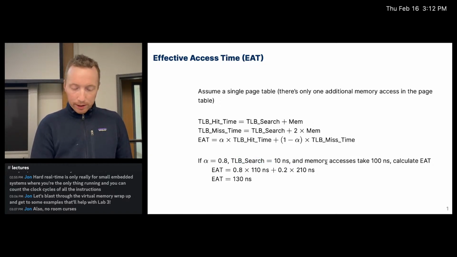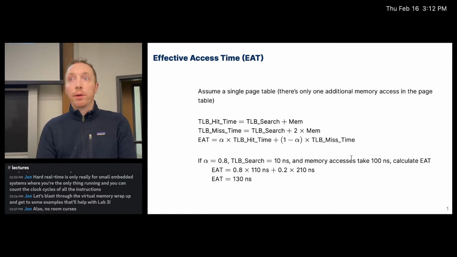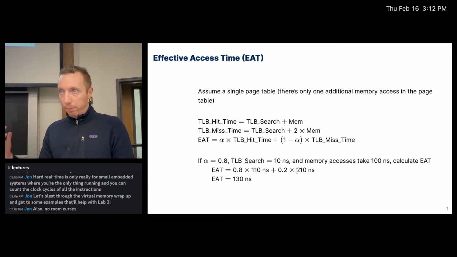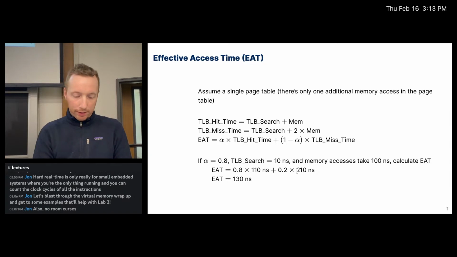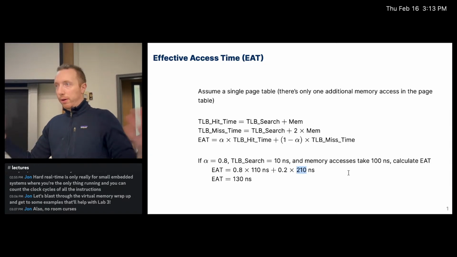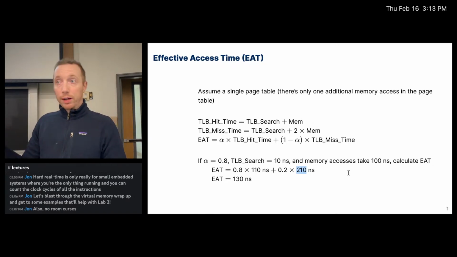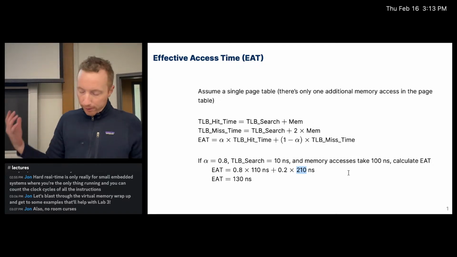So if your hit rate is like 80% and it takes 10 nanoseconds to search the translation look-aside buffer, and memory accesses themselves take 100 nanoseconds, well, you could just plug all those numbers in and calculate the effective access time for just one big page table. So it would be 0.8, which is our hit rate, times 110 nanoseconds, plus 20% of the time. Well, I have to look it up, do the original memory access, and also search. So it's 280. So our effective access time for memory would be like 130 nanoseconds, which is only like a 30% overhead as opposed to like 4x times slower. So not too bad.